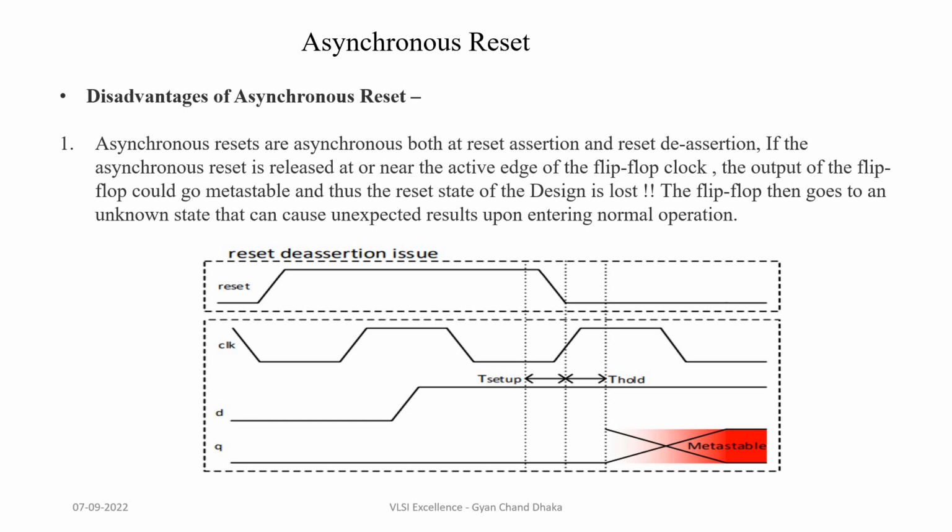Asynchronous resets are basically asynchronous both at reset assertion and reset deassertion. So the assertion can happen at any time and deassertion can also happen at any time, unlike synchronous reset, where assertion and deassertion can happen only at the active clock edge. So if the asynchronous reset is released at or near the active edge of the flip-flop clock signal.